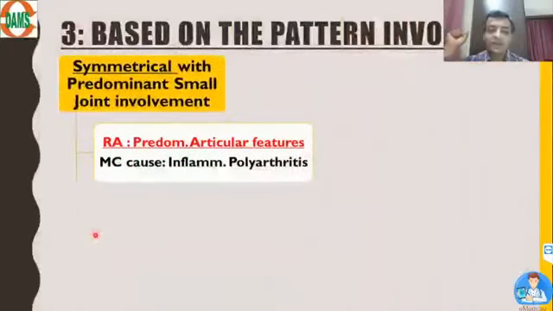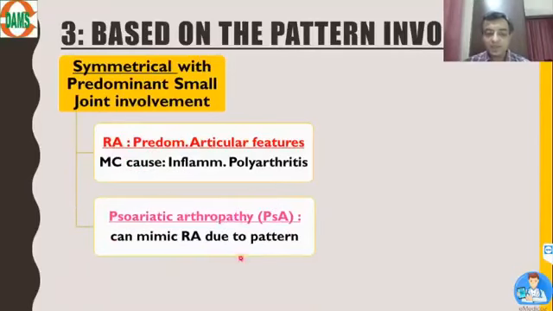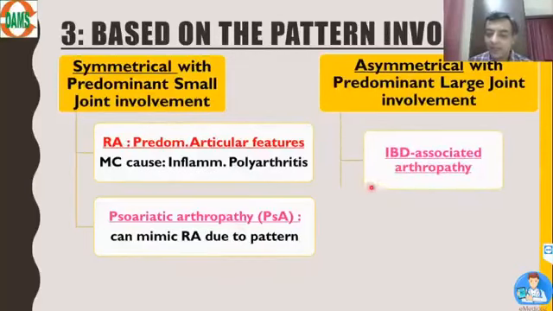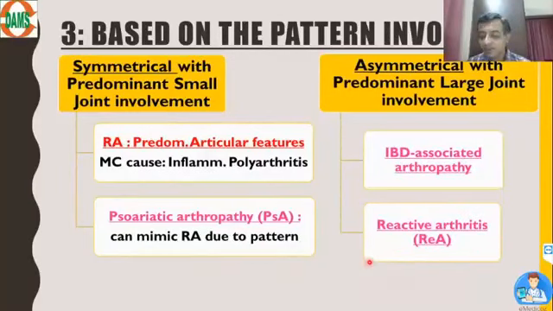So when it is symmetrical with small joints, we have studied the topic of RA. But which disease looks like RA? Today's topic, psoriatic arthropathy. We did this yesterday. Asymmetrical, it can be IBD associated or reactive arthritis. I am just showing you yesterday's graph. It is already on the Facebook page, so look at yesterday's notes and post. You will be able to understand better.